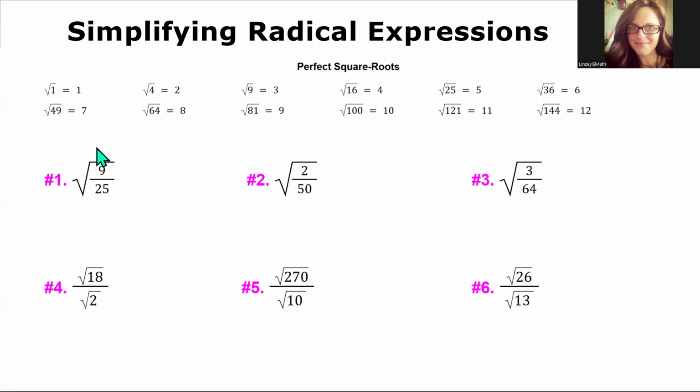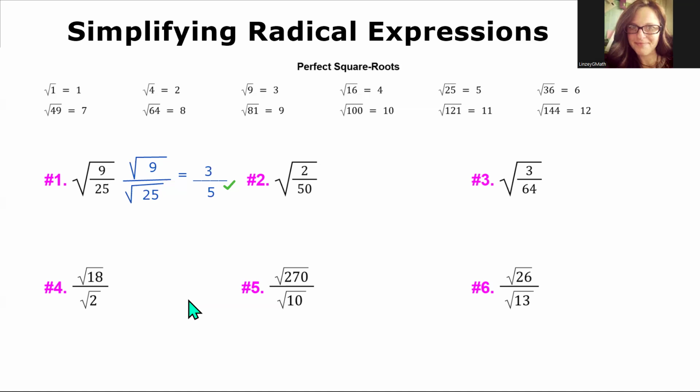Number 1, the square root of 9/25. When you have the square root over an entire fraction, you can take the square root of the top and the square root of the bottom separately. Then we have 2 perfect squares. The square root of 9 is 3, and the square root of 25 is 5.